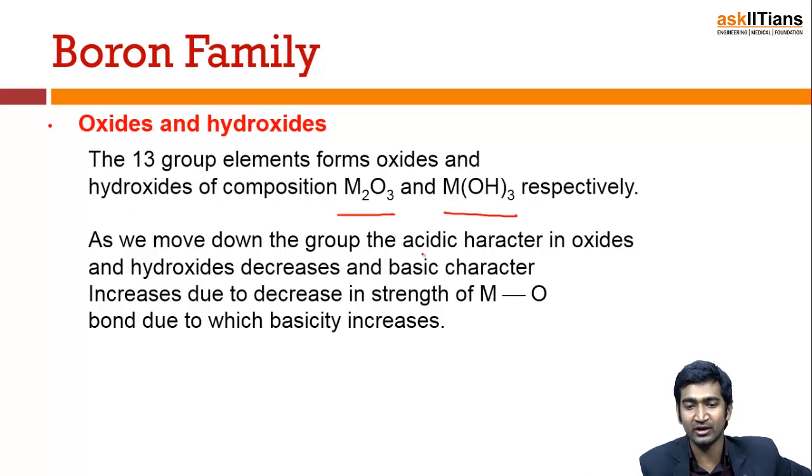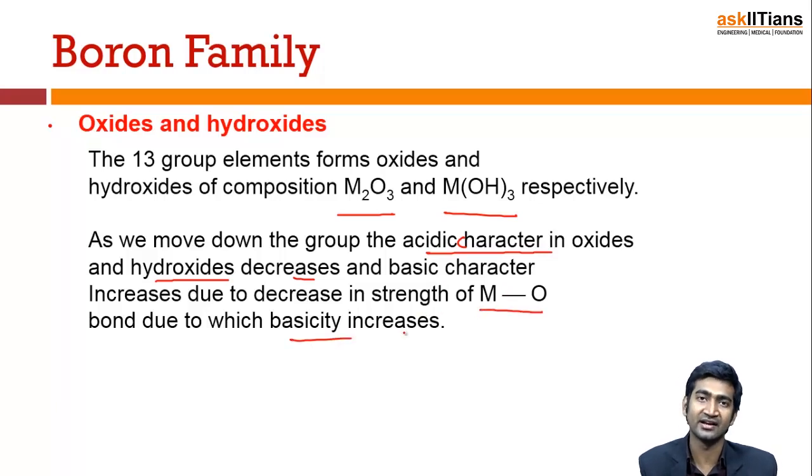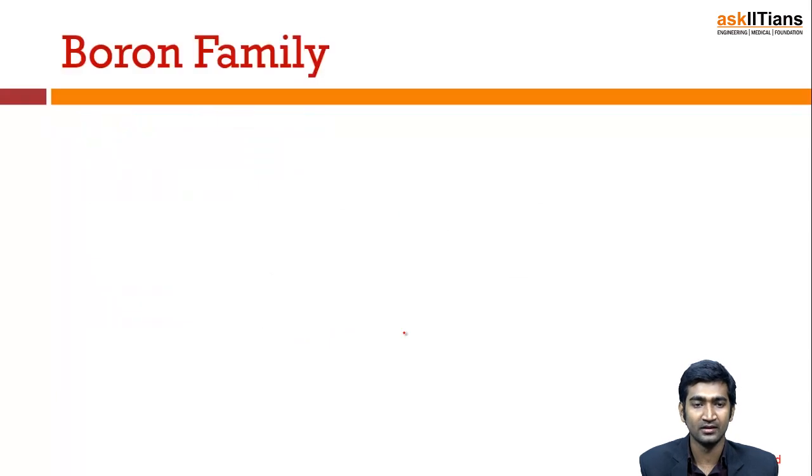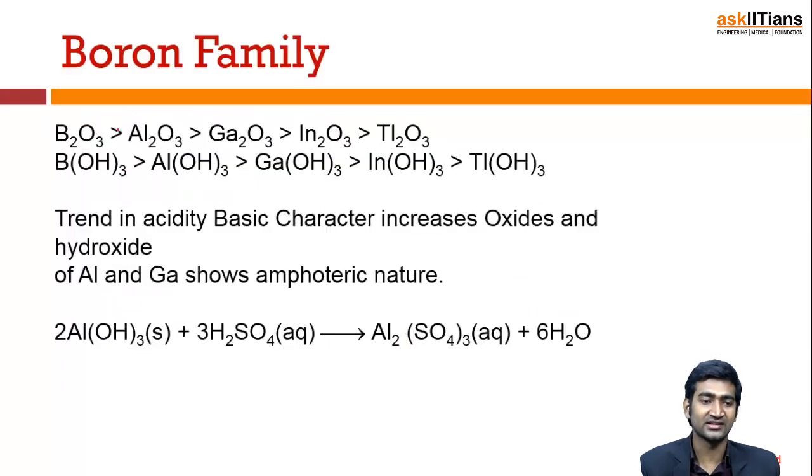As we move down the group, the acidic character of the oxide and hydroxide decreases, and the basic character increases because it becomes more metallic. So basic strength will increase and acidic strength will decrease, so my basicity is increasing gradually. So it is like this: B2O3 is greater than Al2O3, then gallium, then indium, then thallium. Similar is the case with respect to hydroxides also.